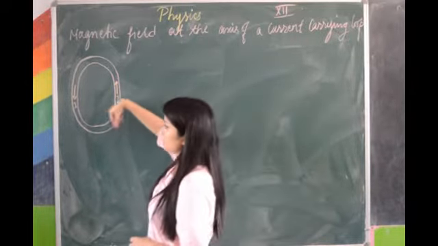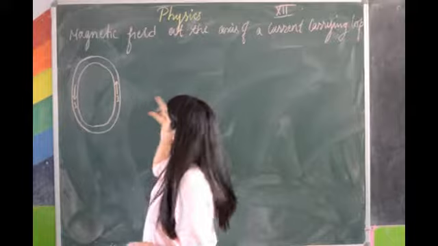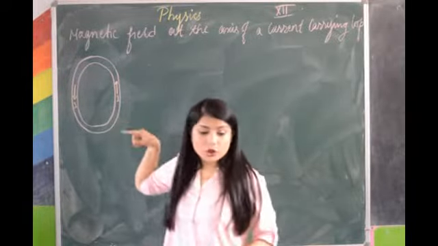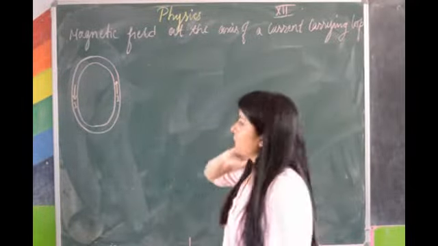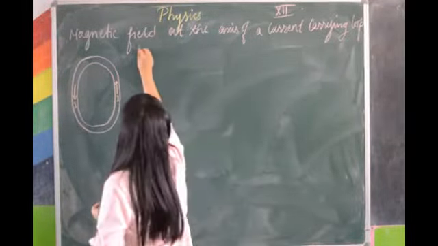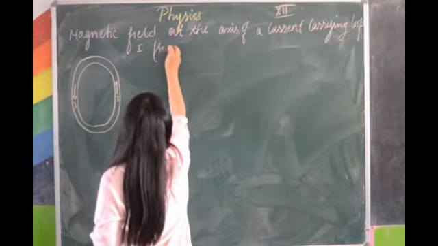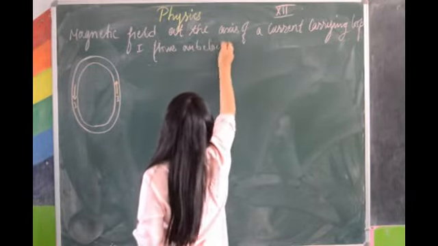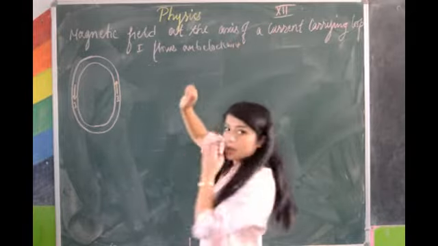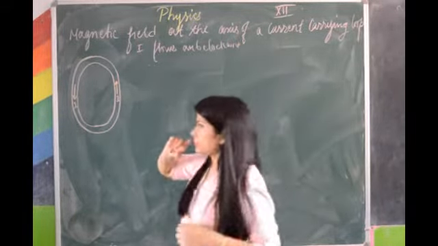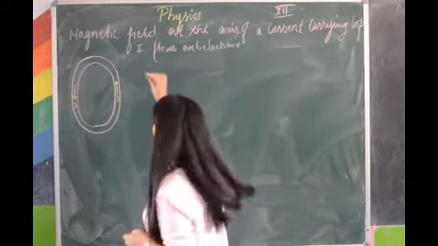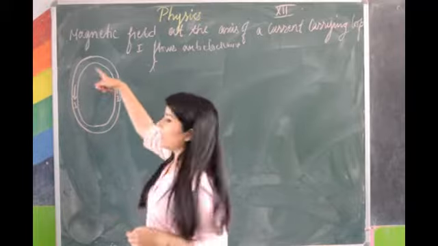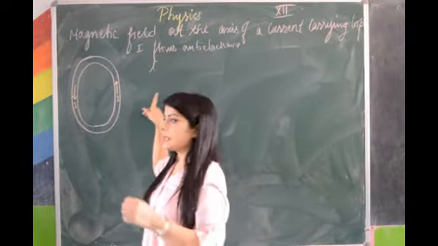Now let us consider this to be a circular loop, and I flows in the anti-clockwise direction. Remember that I is the current which flows anti-clockwise. The length of the loop will be L. Total length of the loop over here is L.